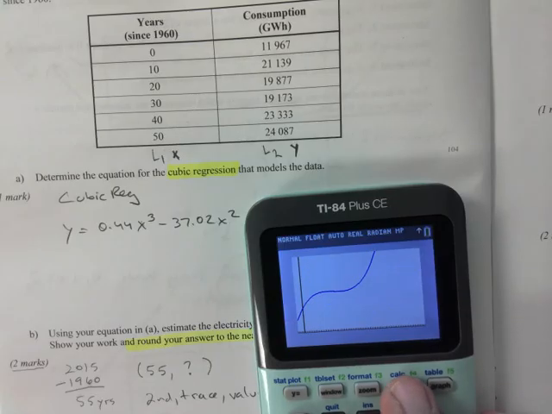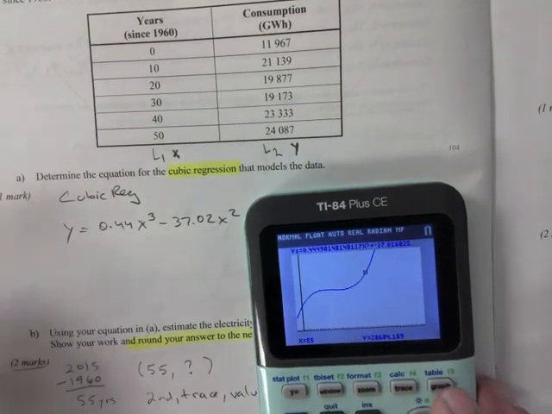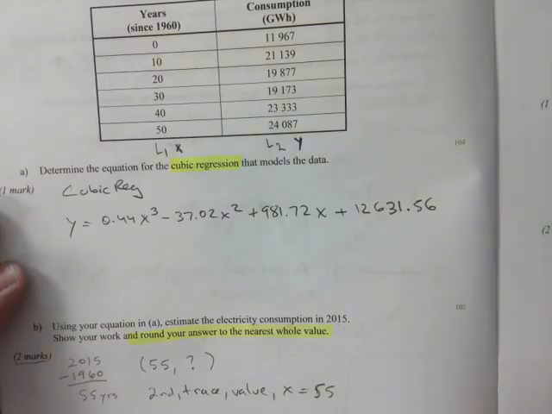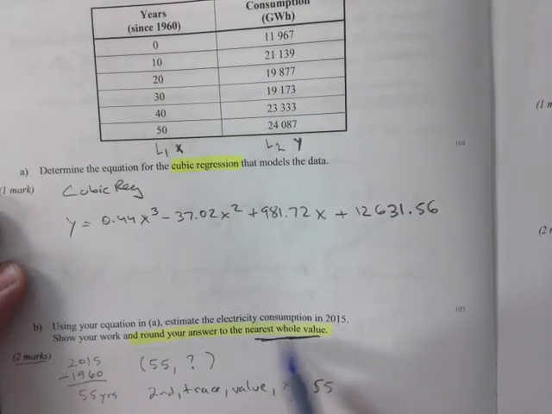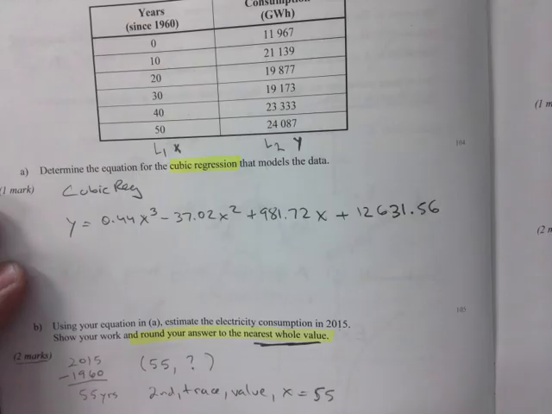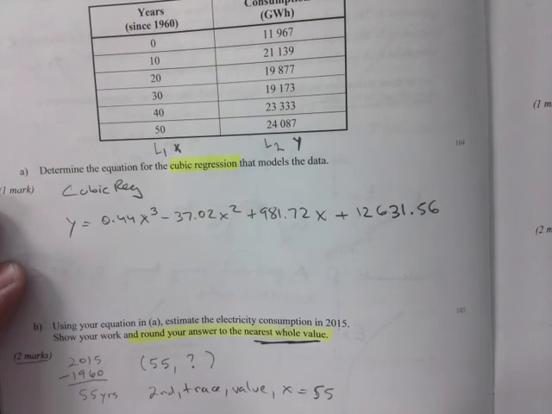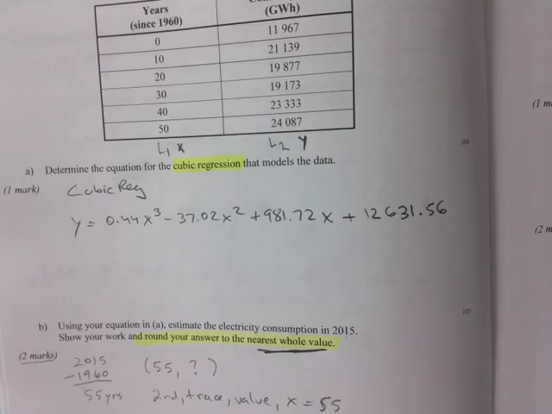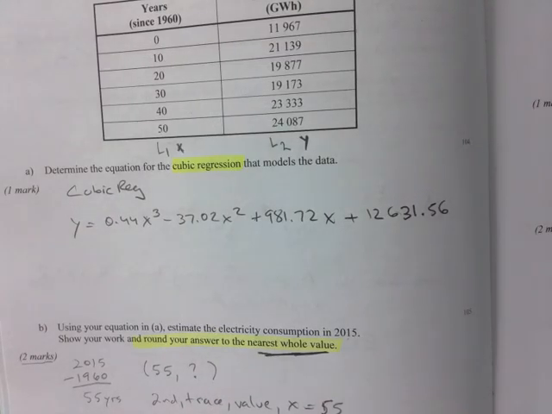So now we're going to try second trace 1. X is equal to 55. And there's my Y value. That's 28,684.19. Okay. It says nearest whole value. So we're going to say 28,684, and we're going to throw in the units that they wanted me to throw in. All right, done.